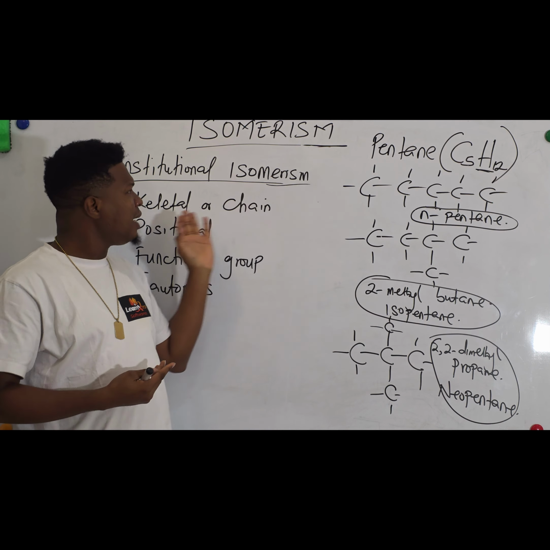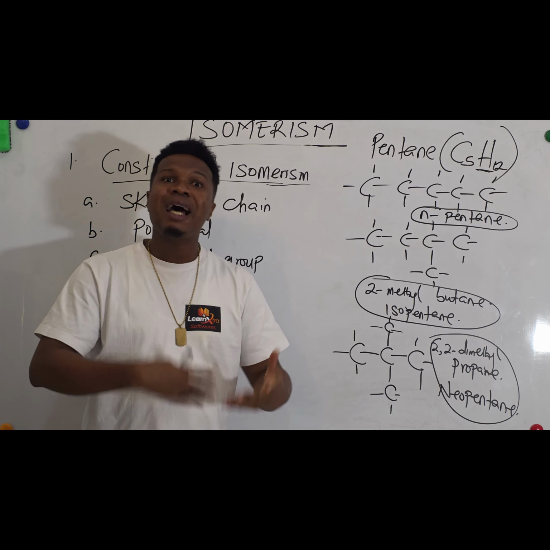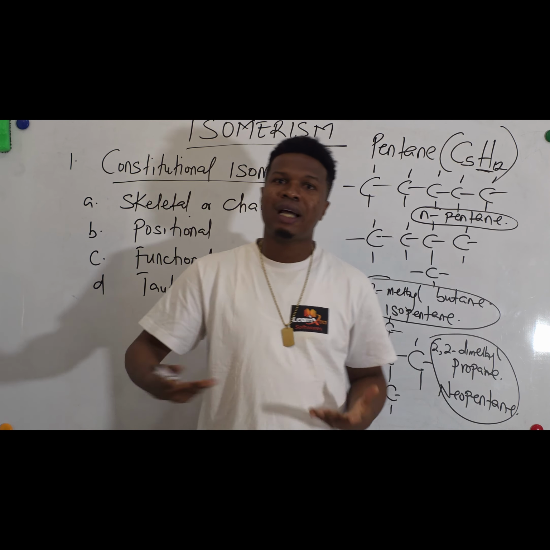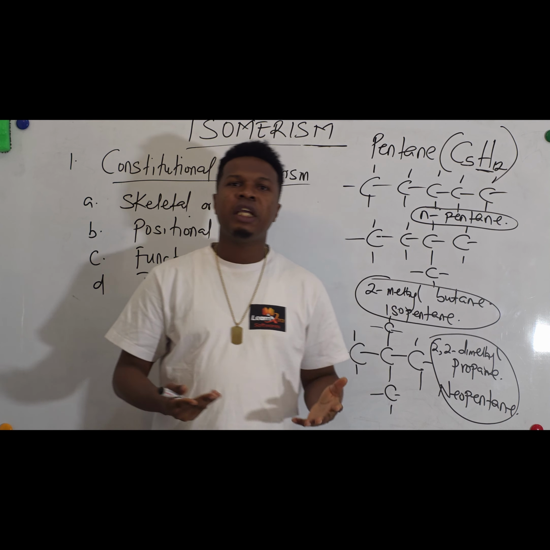So in chain or skeletal isomerism, most of the isomers appear as a result of the branching of the carbon atoms. So that is what we mean by skeletal or chain isomers.